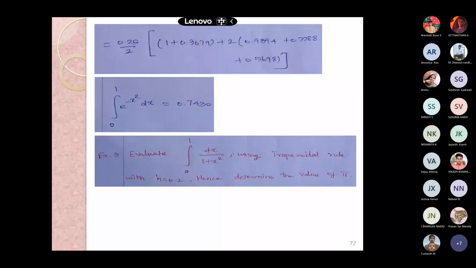And see, this is exercise number 3. Evaluate integral over 0 to 1 dx divided by 1 plus x square using trapezoidal rule with h equal to, here the h is directly given, 0.2, hence determine the value of pi. What is the relation between the trapezoidal rule and pi? Someone, you make a detailed note about this given problem, how it can be related with the pi value.